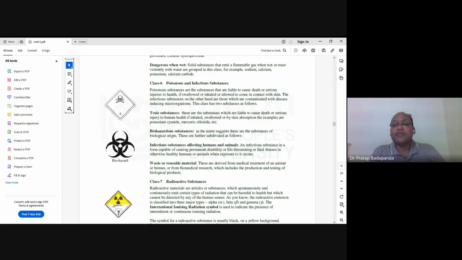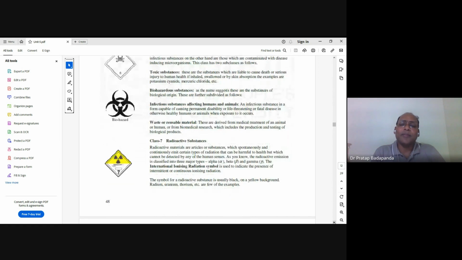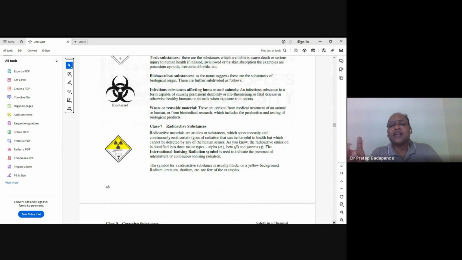As the name suggests, these are substances of biological origin. They are further subdivided as follows: infectious substances affecting the human body, and waste or residual materials. So these are the biohazard problems. Radioactive elements usually cause biohazards. These are radioactive, nuclear reactive things. So be careful when you're dealing with radioactive elements and biohazards, right?